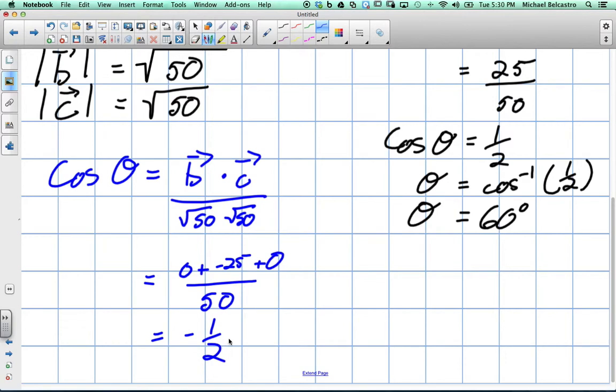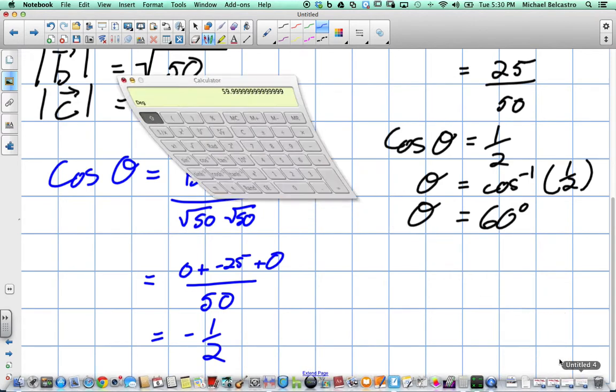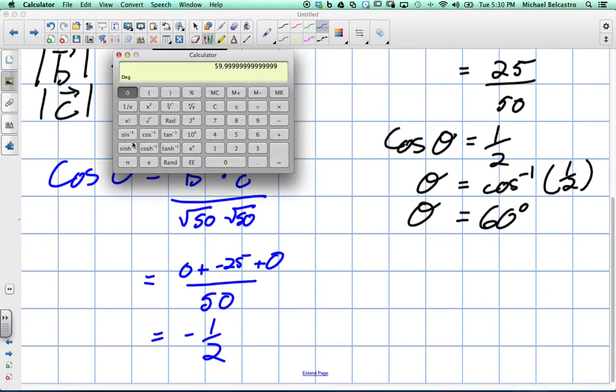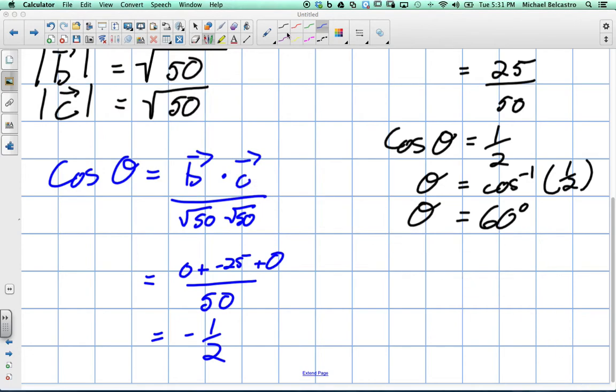And our negative a half, let me make sure here, if we're finding theta, 0.5 when it's negative, second function cos, we get 120. Okay, so I ran into an issue because I got negative a half, which gives me 120, which can't be the case with an equilateral triangle.